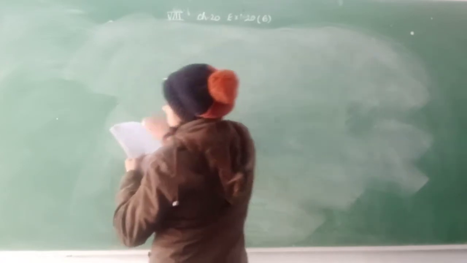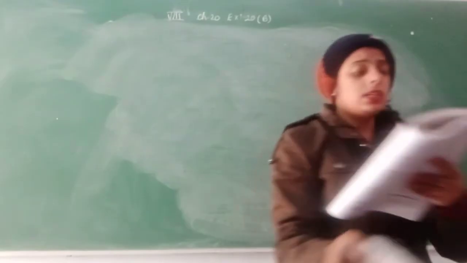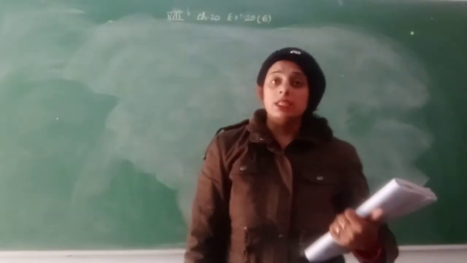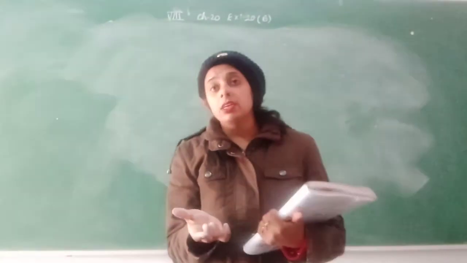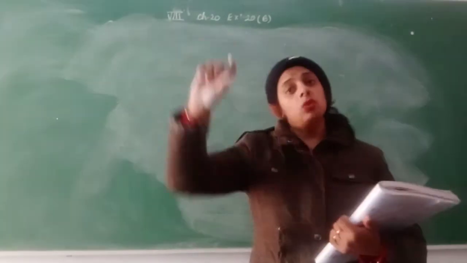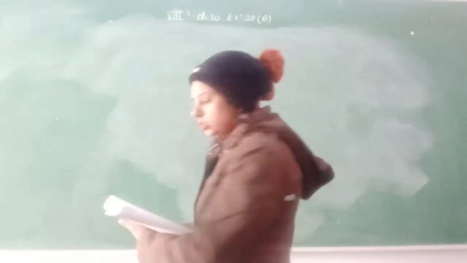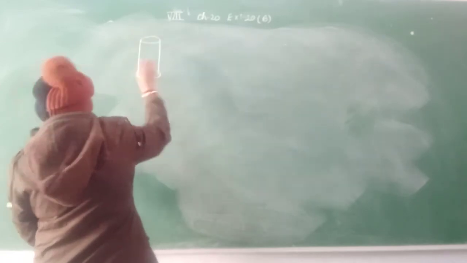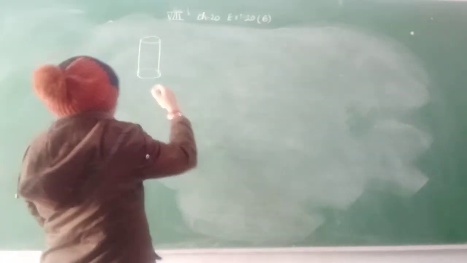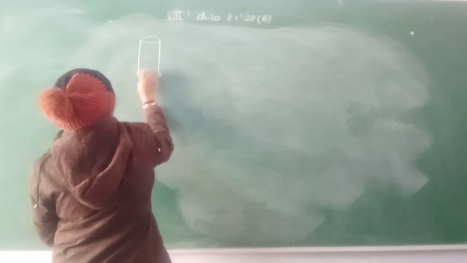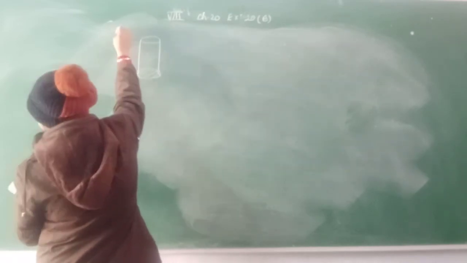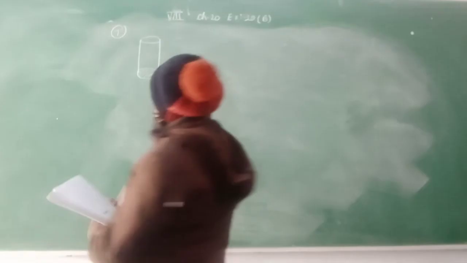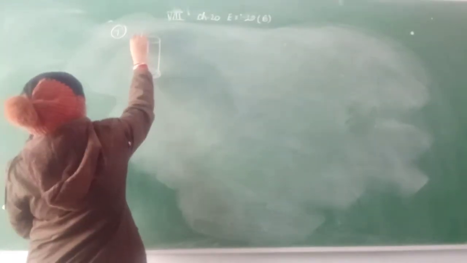The question number 7: a cylinder that is open at one end. Open at one end means just like your glass, where the base, a flat surface, is there, but it is open at the top. So just like this, a cylindrical box which is open at the top, and the external diameter is 10 centimeter. So this is a thick one.